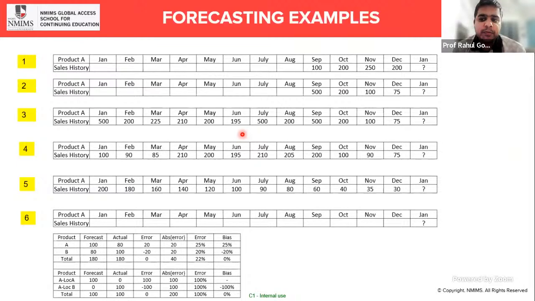So you may ask, is there a promotion in Jan? If they say yes, then maybe you can put a number which is slightly above 500 or near 500, right? If they say that no, there is no input in Jan, then you may put a number which is closer to an average of 200. Is it clear? I think case number three was simpler, right?